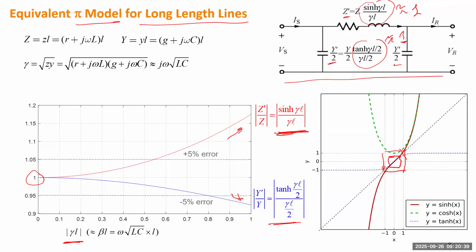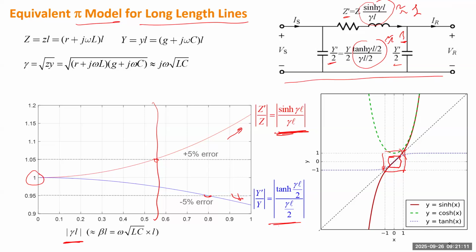Okay, so if we draw two lines with 5% error, which could be small, for some engineering studies we're fine to accommodate 5% error. Then the 5% error lines will intersect with the red and blue curves at some point, right? So if the line is within this distance, the error will be limited within 5%.